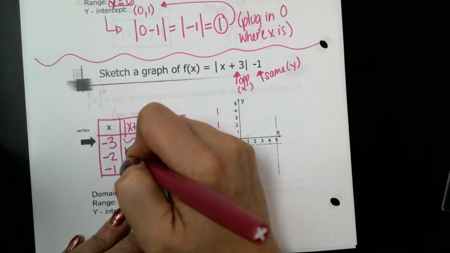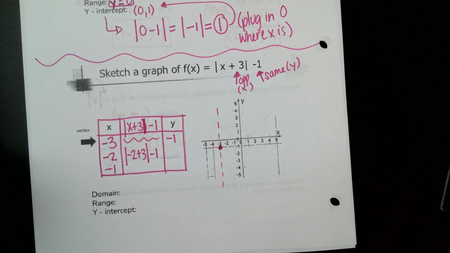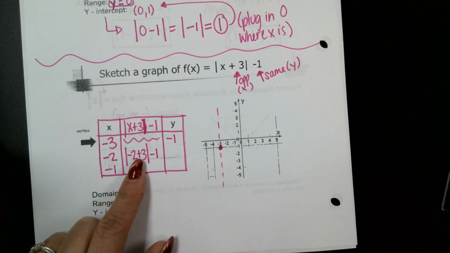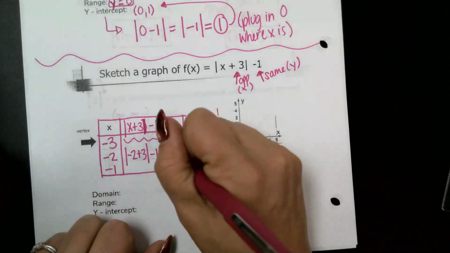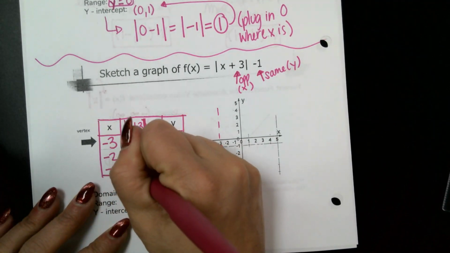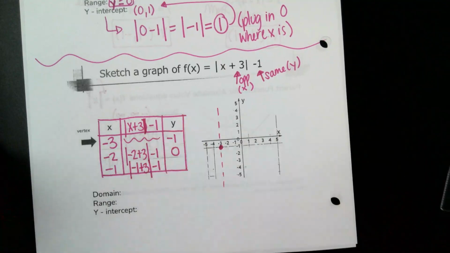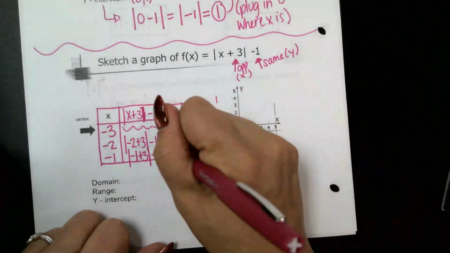All right, now plug this in. So -2 plus 3 in the bars minus 1. Okay, hang on. What's -2 plus 3? It's +1. What's the absolute value of 1? 1. And what's 1 minus 1? 0. You got to remember, you got to do these in steps, right? So then this one, -1 plus 3 minus 1. So what's -1 plus 3? 2. What's the absolute value of 2? 2. And what's 2 minus 1? 1.